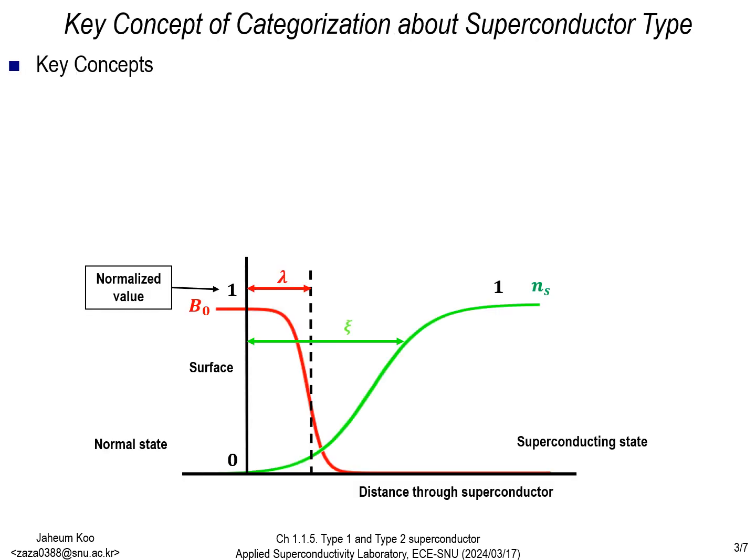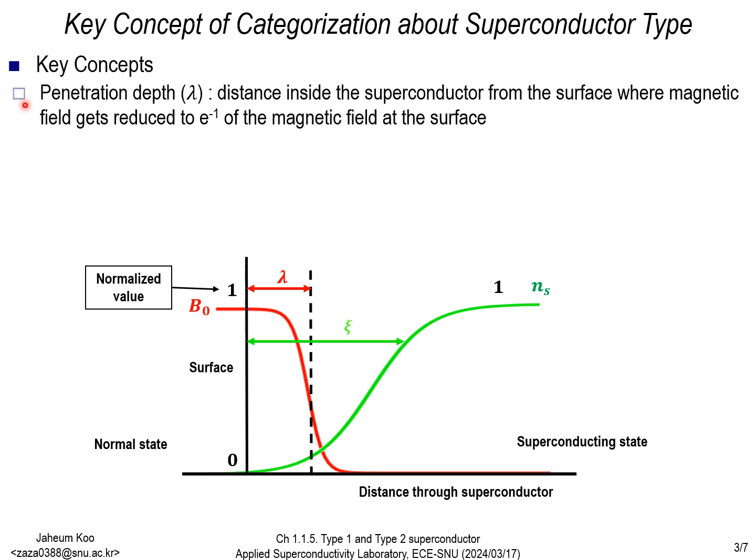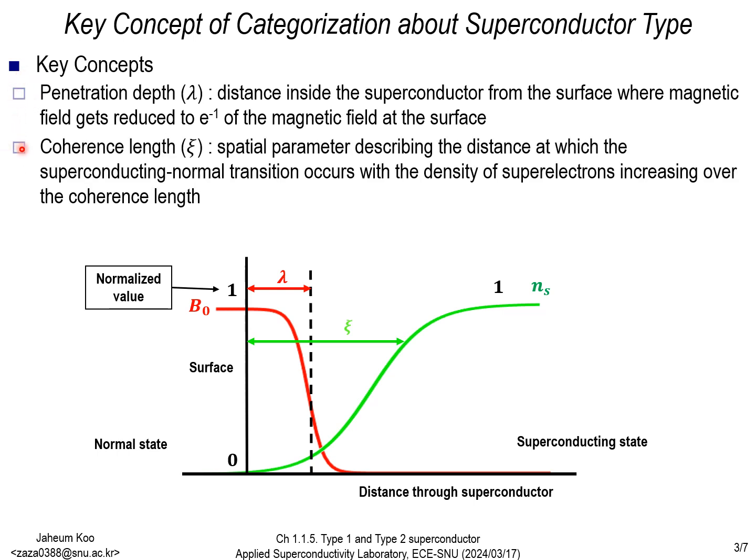As we learned in the previous chapter, the internal characteristics of superconductors define crucial parameters: penetration depth related to the magnetic field and coherence length related to the density of superelectrons. The classification of superconductor types is based on these two important parameters.